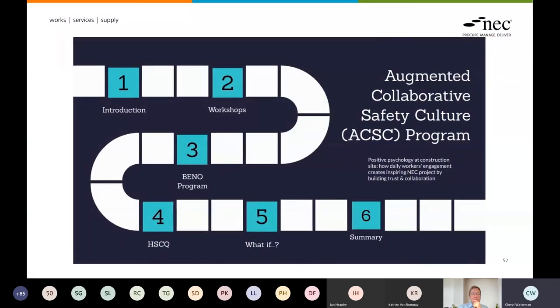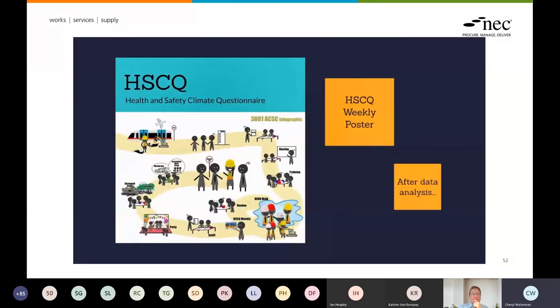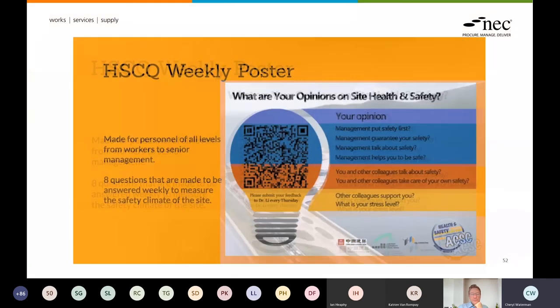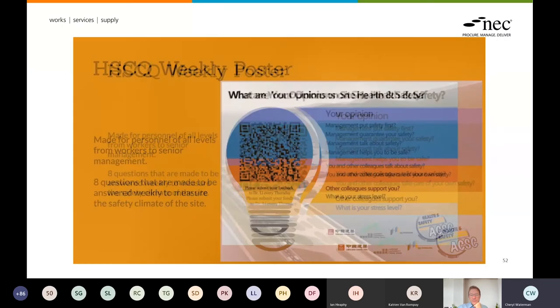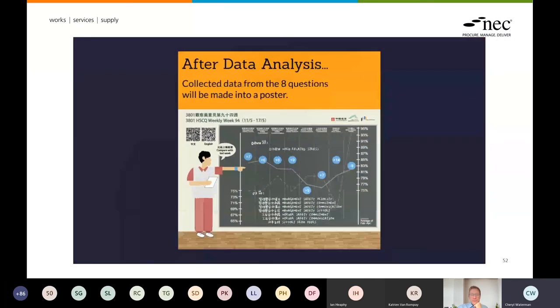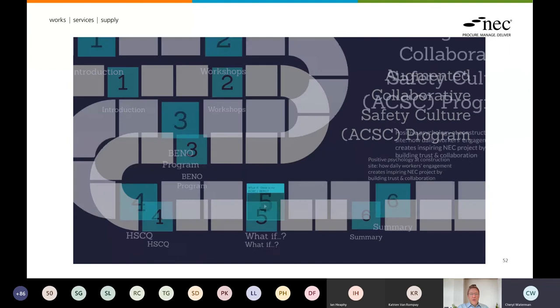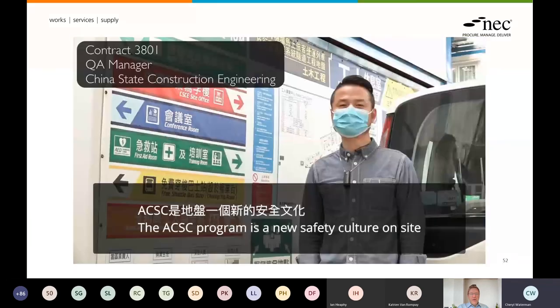Our program is data driven and uses our HSCQ to measure the weekly site safety climate. Workers and management can access the questionnaire through QR codes at the site. After data analyses, weekly posters are made for easy interpretation of the safety climate, while we also prepare monthly charts. The HSCQ cumulative score provides a predictive value of the monthly safety trends and more. ACSC.